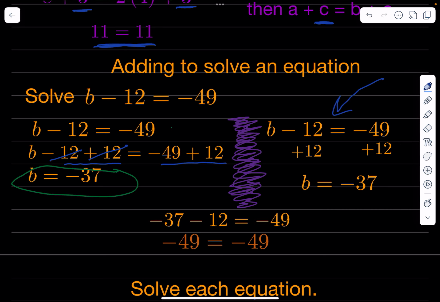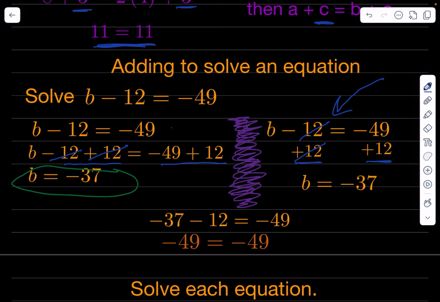Okay, B minus 12 equals negative 49. We're going to add 12 to both sides. Minus 12 and plus 12 cancel. Our B comes down. 49 minus 12 is 37. The reason why we're subtracting is we have opposite signs, in which case we subtract and keep the sign of the larger numeric value. In this case, that's the negative number.